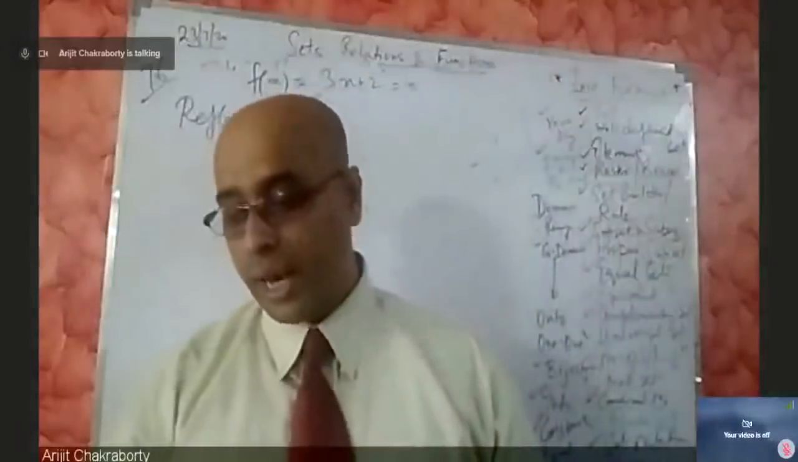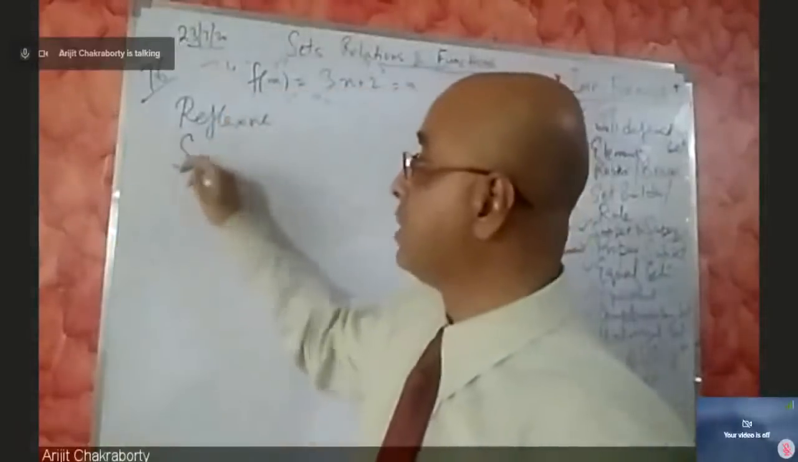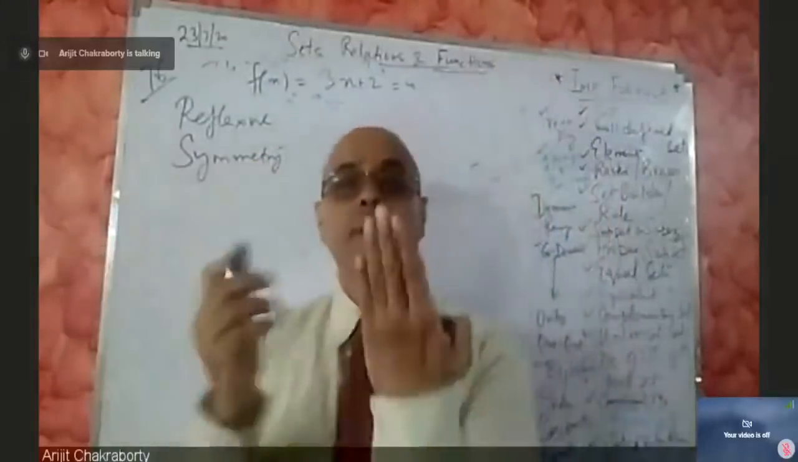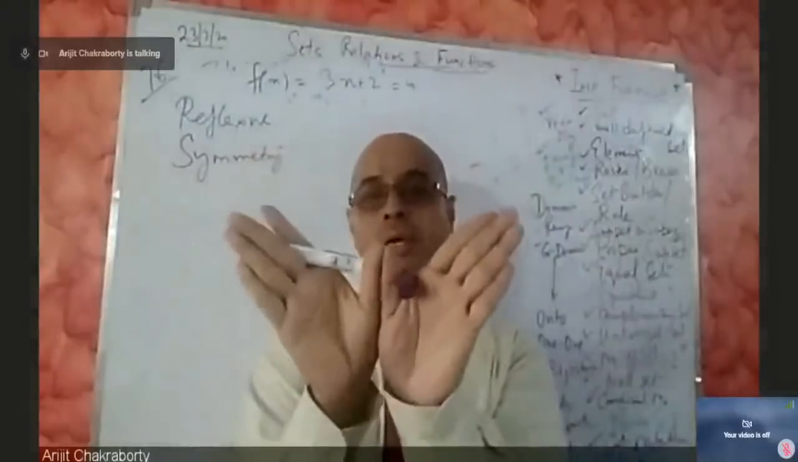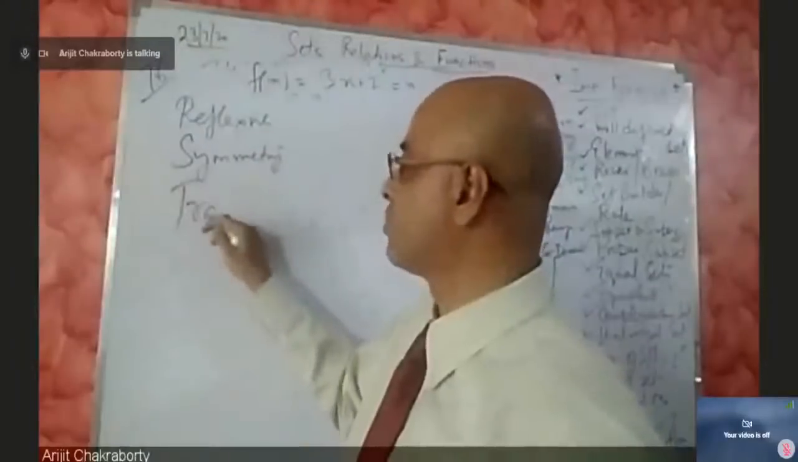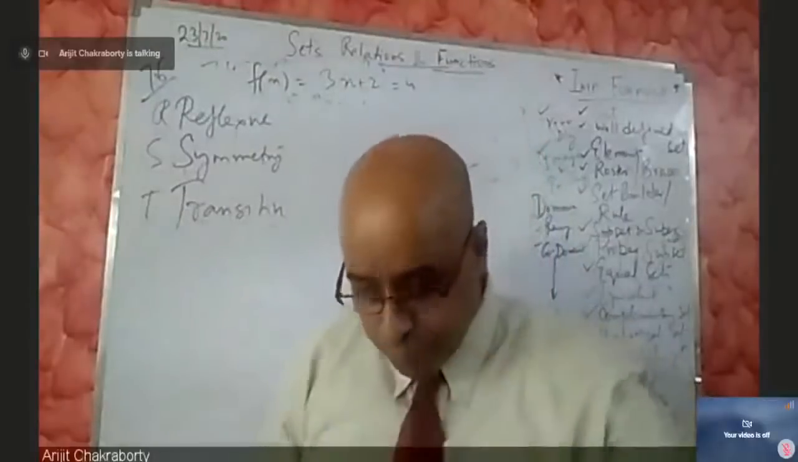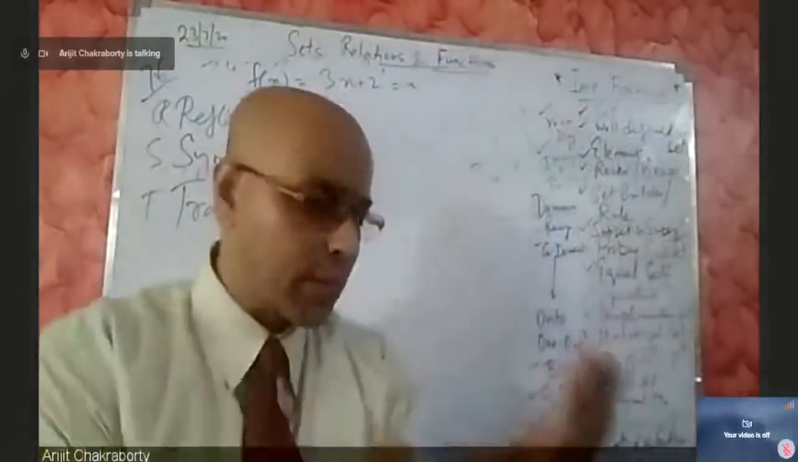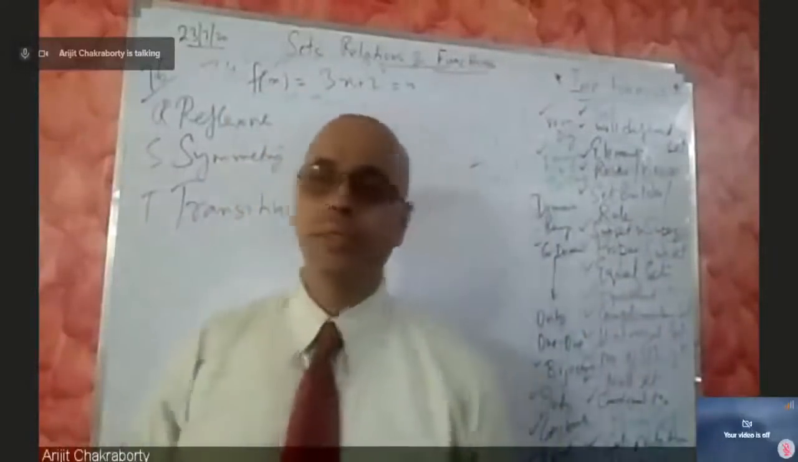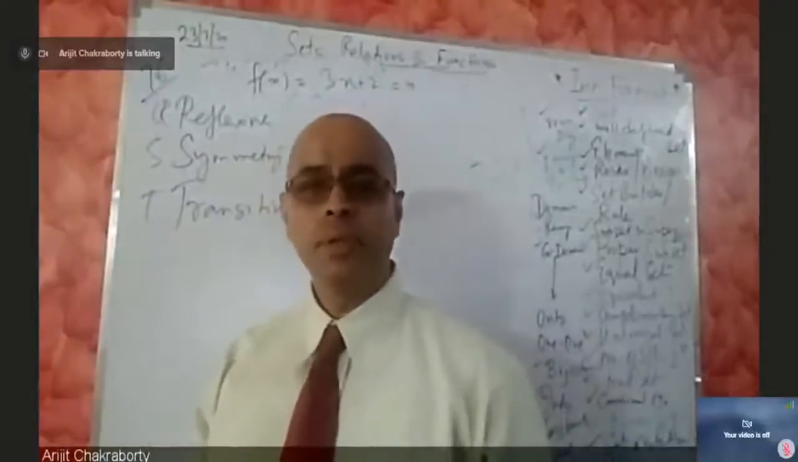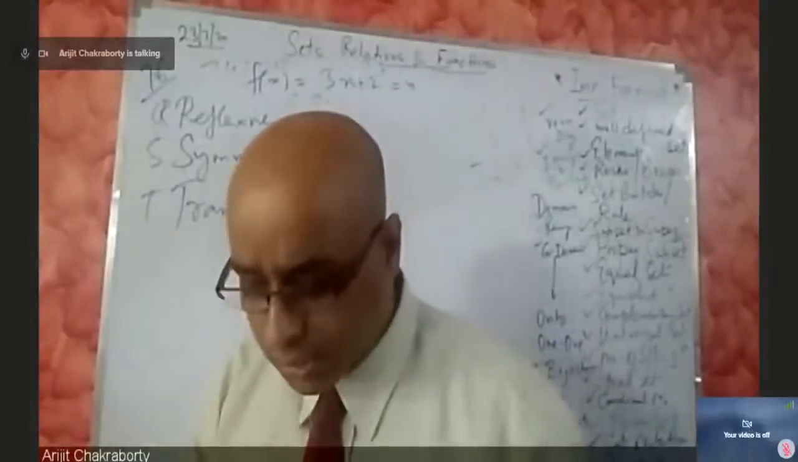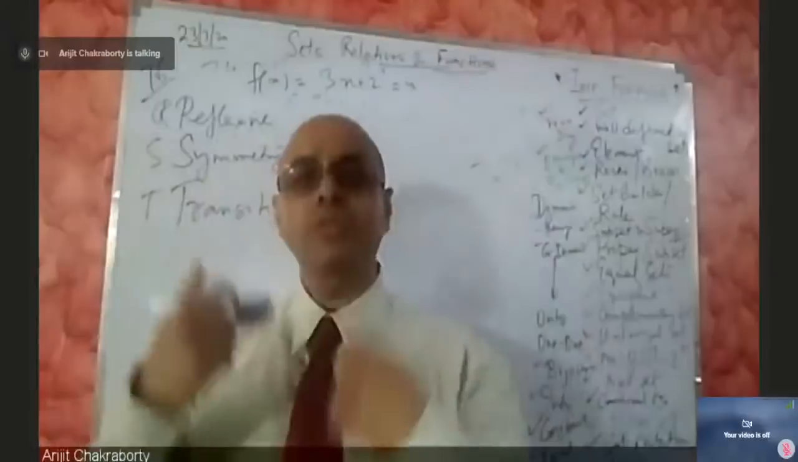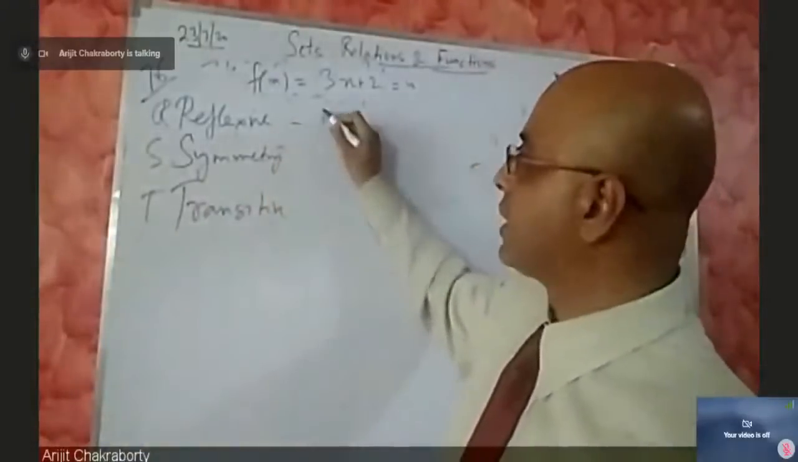Reflexive. Then we have symmetry. Okay, symmetry means symmetrical. Reflexive is reflection. Symmetry is like a butterfly. Okay, butterfly. Then transitive. Reflexive means you see your reflection. Okay? You see your reflection in a mirror, or still water, when you stand there. So reflection means related to itself.